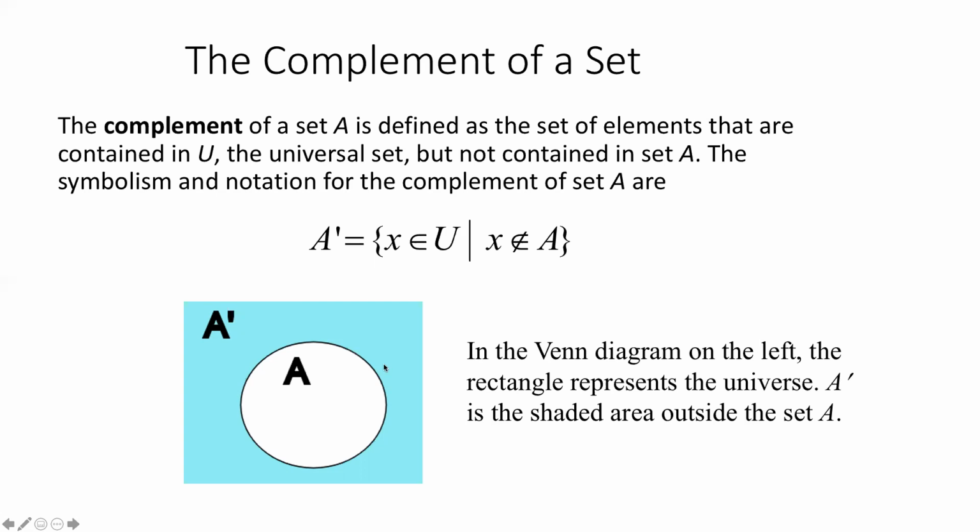So for example, if you were to say the set A is people with brown eyes, then A complement would be the set of everyone with not brown eyes. So like blue eyes, green eyes, black eyes, you know, whatever.